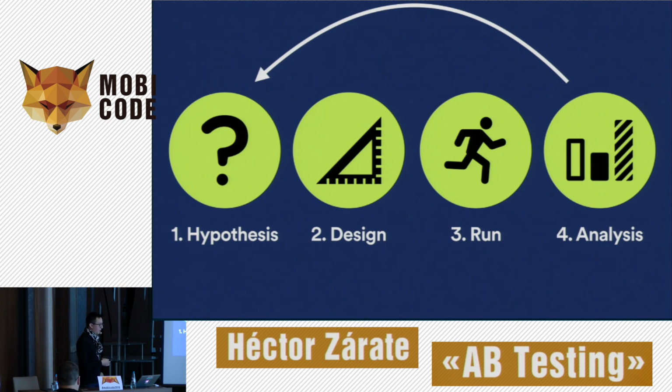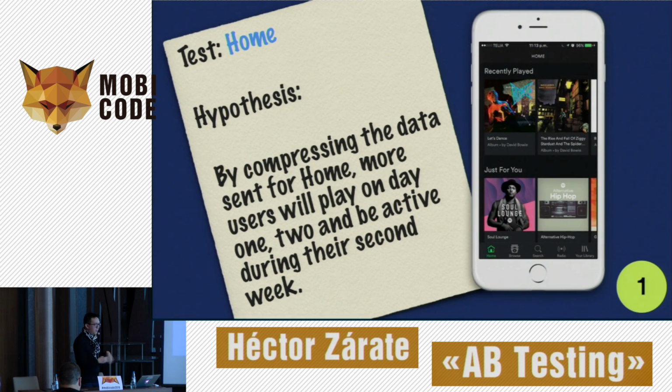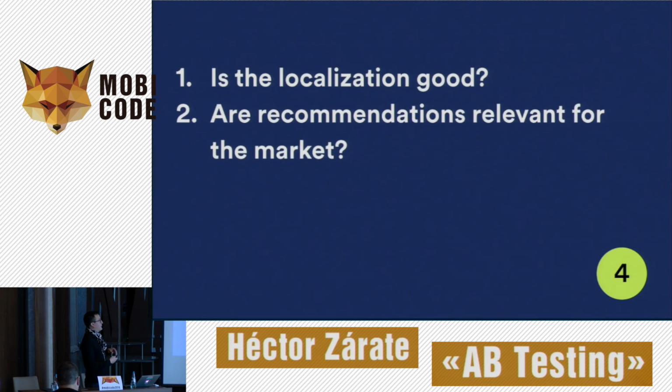So from this test of the new homepage, we go back to creating a new hypothesis, just like I told you about this framework. We use the results to formulate a new hypothesis. And in this case, we thought maybe the network is too slow. Let's do something about it. So by compressing the data sent for home, more users will play on day 1, 2, and be active during their second week. So we're zipping the JSON payload. Now it's smaller, we send it, and we try again.